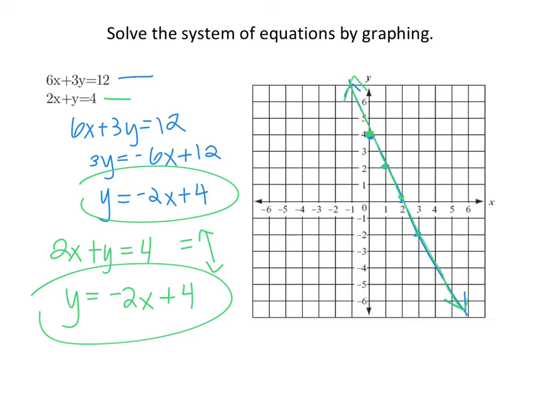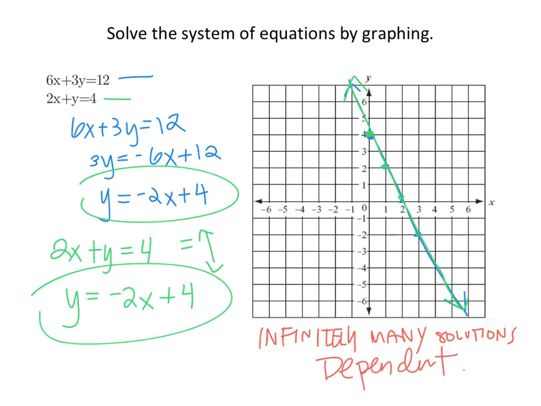As we discussed earlier, this is when we have infinitely many solutions. So our answer is going to be infinitely many solutions. And we can say that this system is dependent. So that's it for part 1 of topic 15, which is to solve systems of equations by graphing.